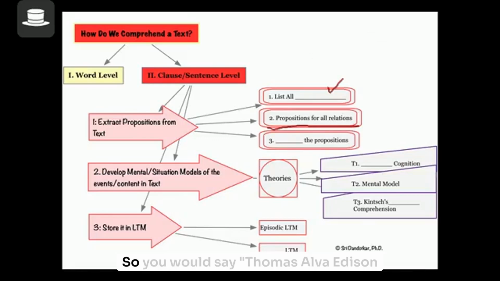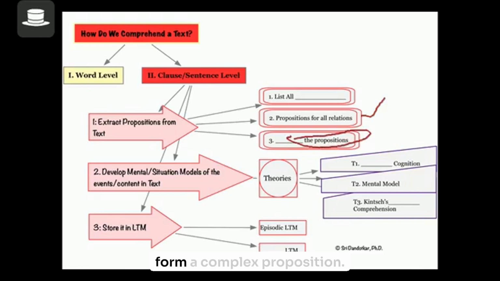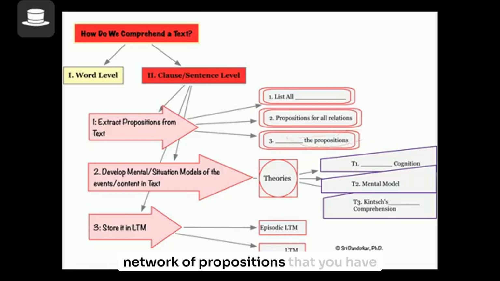So you would say "Thomas Alva Edison was genius" was one proposition. "The bulb was electric" was another one. "Edison discovered bulb" is another. So you have three propositions. Then you combine these three propositions to form a complex proposition. That is how you store the extracted meaning. This is from one sentence. When you read several such things, you have a network of propositions that you have extracted.